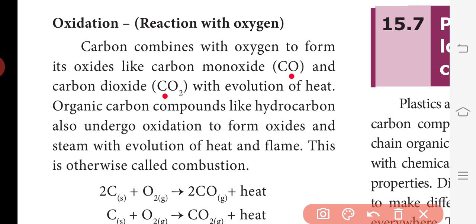It undergoes oxidation to form oxides with evolution of heat and flame. So when they combine together, it evolves heat and flame. This is otherwise called combustion. That is why a material burns. When carbon combines with oxygen, it emits heat and flame. This process is called combustion, and it forms carbon monoxide and carbon dioxide.